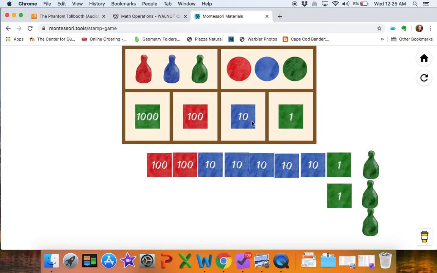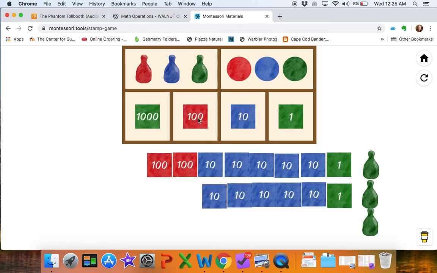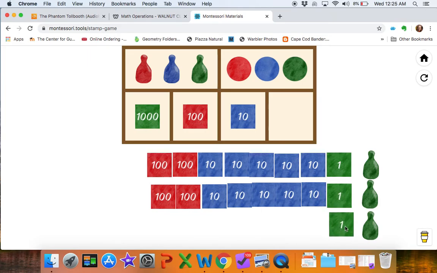Here we're going to build it again. There's 1 unit, 1 ten, 2 tens, 3 tens, 4 tens, 5 tens, 2 hundreds. Now we've given 251 to our second unit. Now we're going to give the same amount to the third unit skittle.